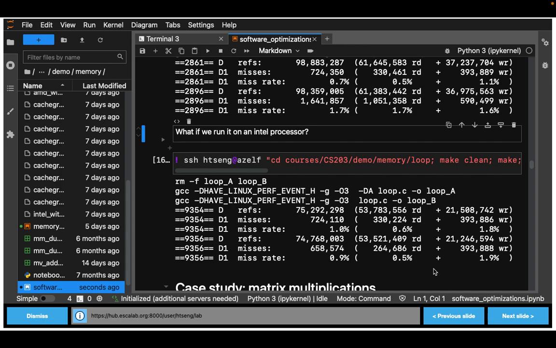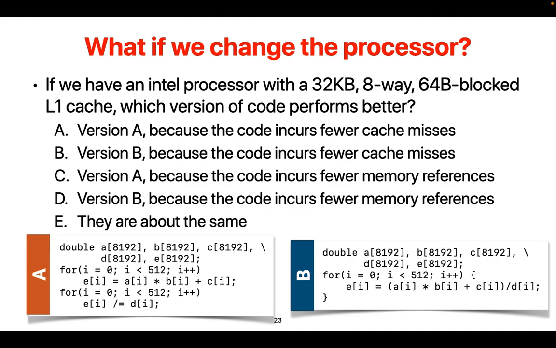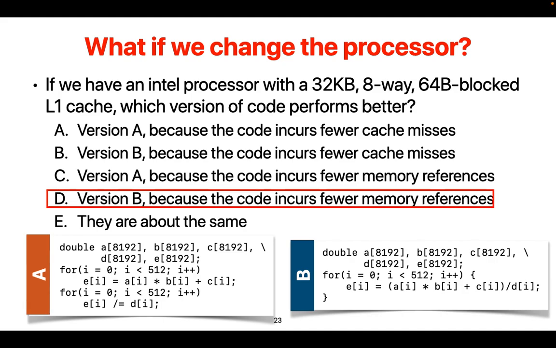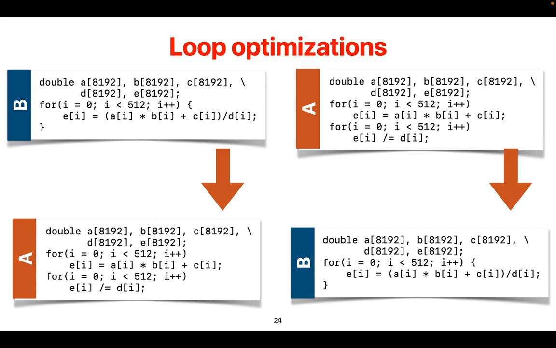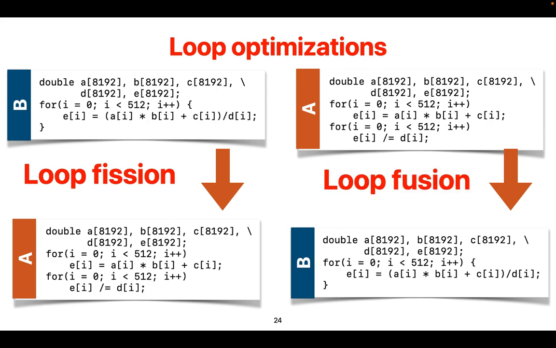So here's the thing. If you are on an Intel processor, then loop fission doesn't really work out. In fact, loop fission is a bad idea on Intel processors because the code is going to incur fewer memory references, if your data structure is not too complicated in a way that it will cause a lot of conflict misses. So if you are on a Jetson Nano processor, you want to do loop fission because it will help you to alleviate the conflict misses. However, on an Intel processor, you want to do the other way around. If you see a loop like version A, you want to convert it to version B. This code optimization is the opposite of loop fission, called loop fusion, and it helps us reduce the total amount of memory references to improve performance.